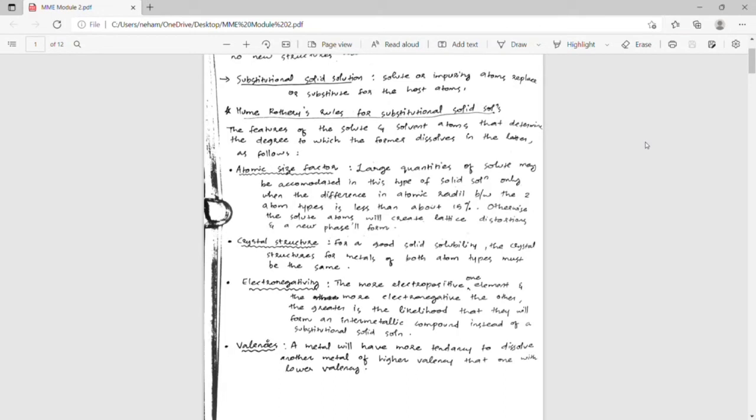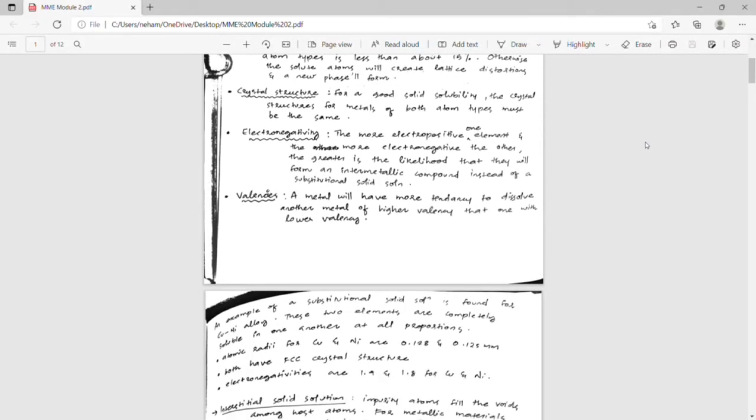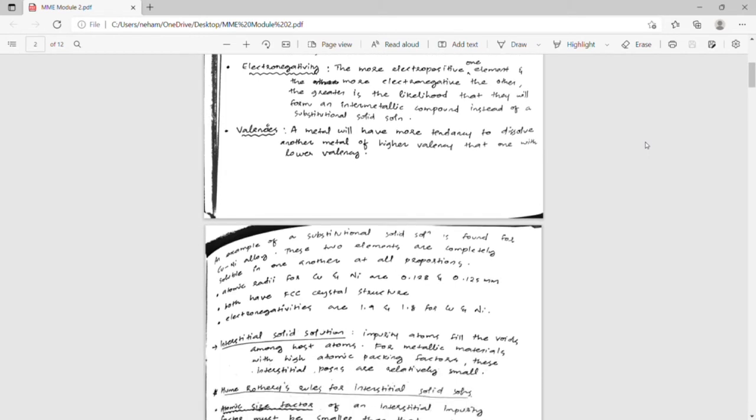Next is crystal structure. For a good solid solubility, the crystal structures for metals of both atom types must be the same. Electronegativity. The more electropositive one element and the more electronegative the other, the greater is the likelihood that they will form an intermetallic compound instead of a substitutional solid solution. Valencies. A metal will have more tendency to dissolve another metal of higher valency than one with lower valency.